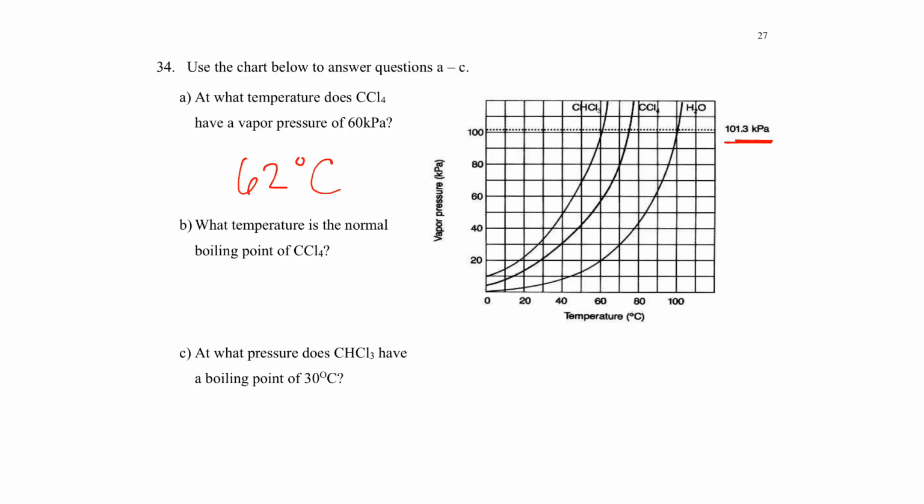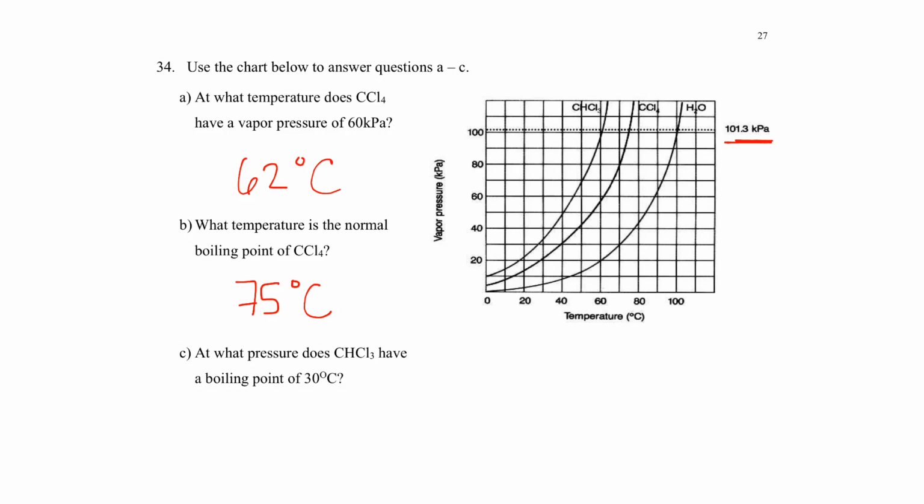And the vapor pressure. So where do those two lines intersect for CCl4? Here's that 101.3. Here's the vapor pressure. So again, if we just trace that down to the temperature, that'd be right around 75 degrees Celsius. All right. And then our last one, at what pressure does CHCl3 have a boiling point of 30?